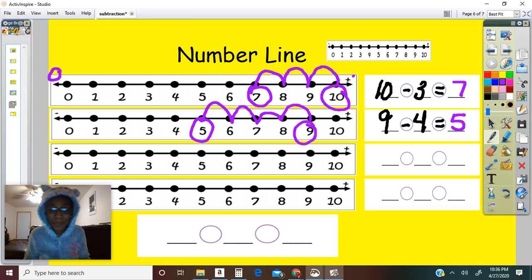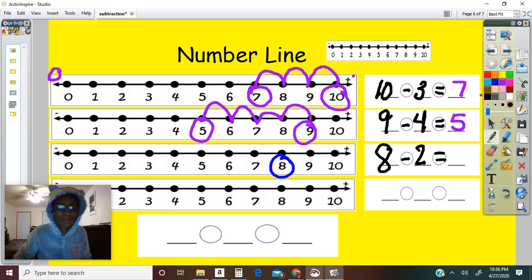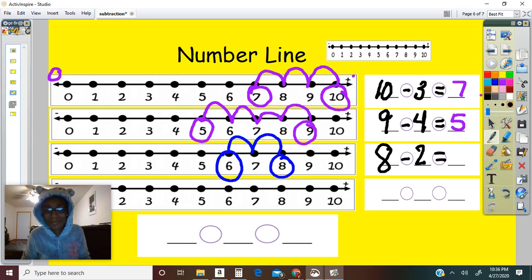Again, try this one. Perfect. Start at the number 8. How many jumps should we make? 2. 1, 2. And what number did you end up on? Perfect, 6. That lets us know that 8 minus 2 equals 6.